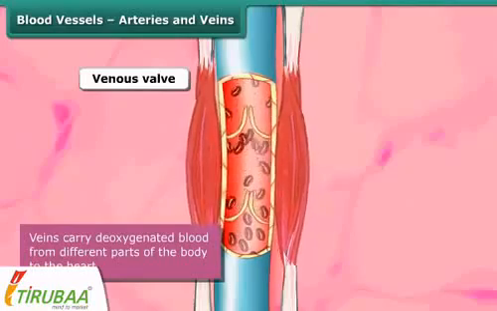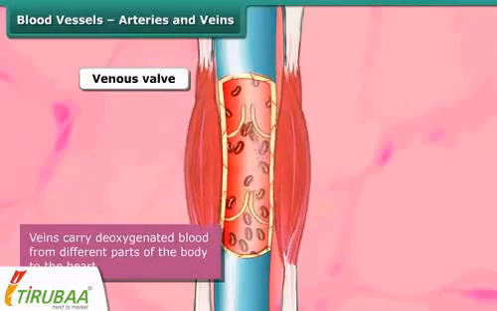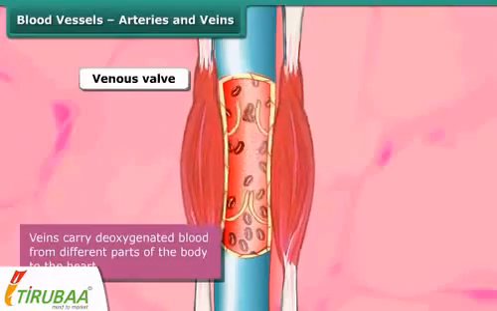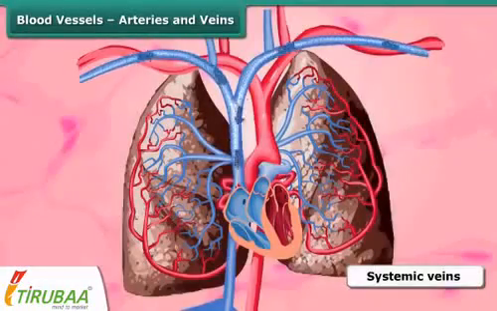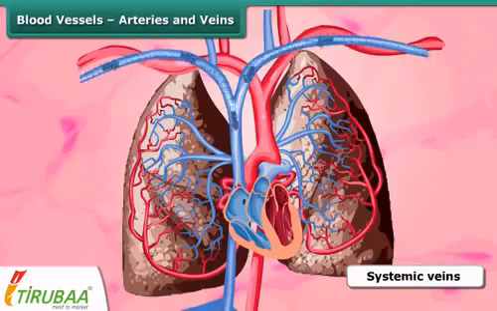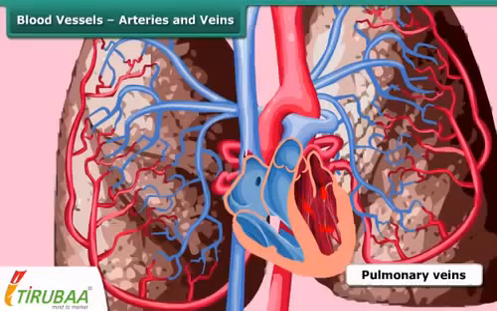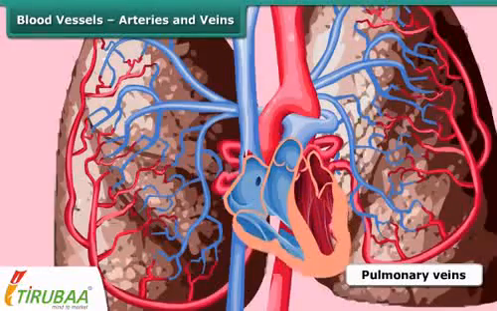The pressure of blood in the veins is lower than it is in the arteries. Veins are of 2 types. Systemic veins. They carry deoxygenated blood from the different body parts to the heart. Pulmonary veins. They carry oxygenated blood from the lungs to the heart.